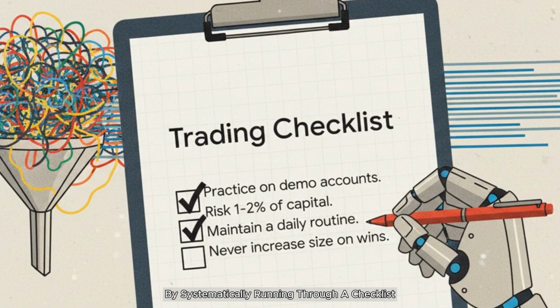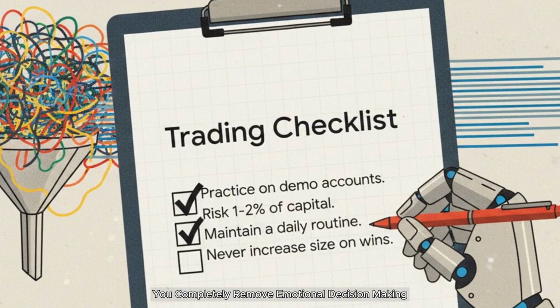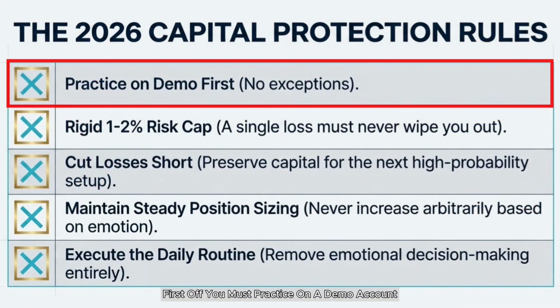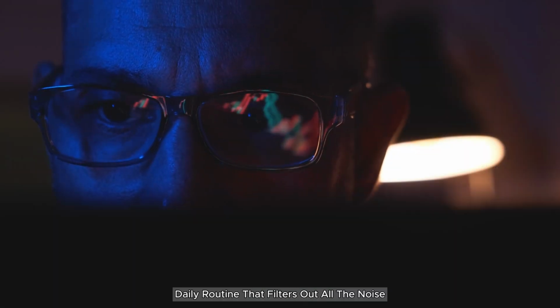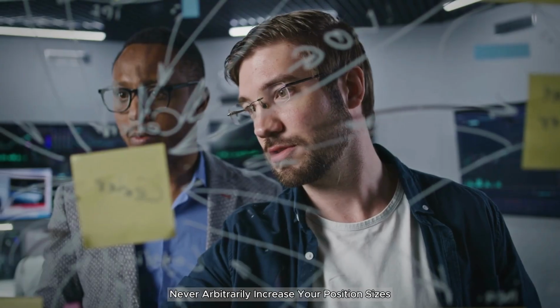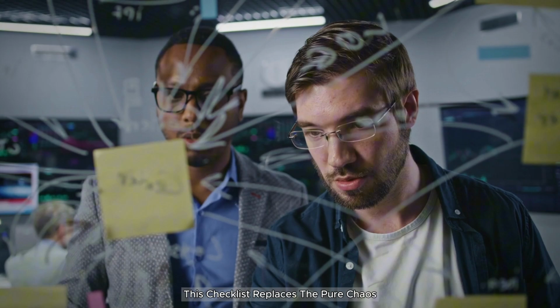By systematically running through a checklist every single day, you completely remove emotional decision-making. First off, you must practice on a demo account. No exceptions. When you go live, risk absolutely no more than 1 or 2% of your capital per trade. That way, a single loss never wipes you out. Build a rigid daily routine that filters out all the noise. And please, never arbitrarily increase your position sizes just because you feel like you're doing well. This checklist replaces the pure chaos of modern trading with structured, repeatable mastery.